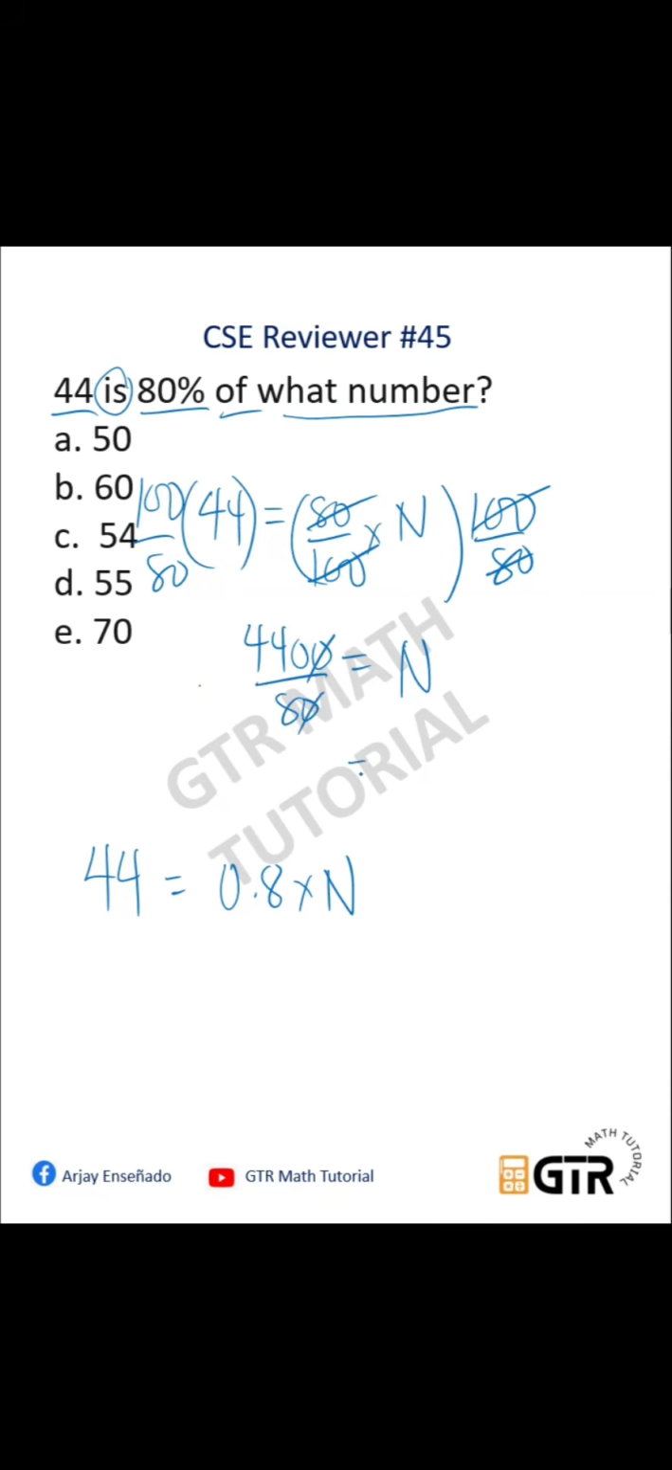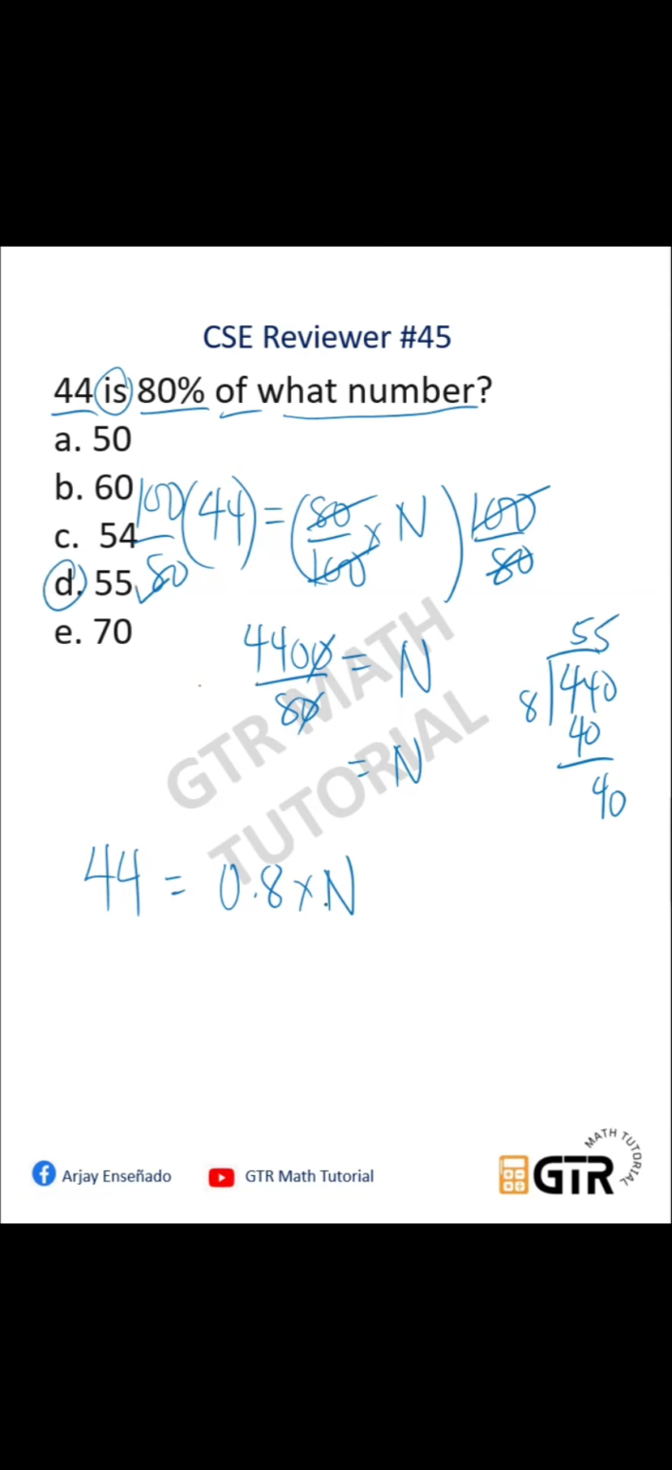So just divide by long division. So we have 440 divided by 8. So that is equal to 5. 5 times 8, we have 40. Subtract, we have 4. Bring down 0. 40 divided by 8 is 5. So therefore, the correct answer is letter D, 55.